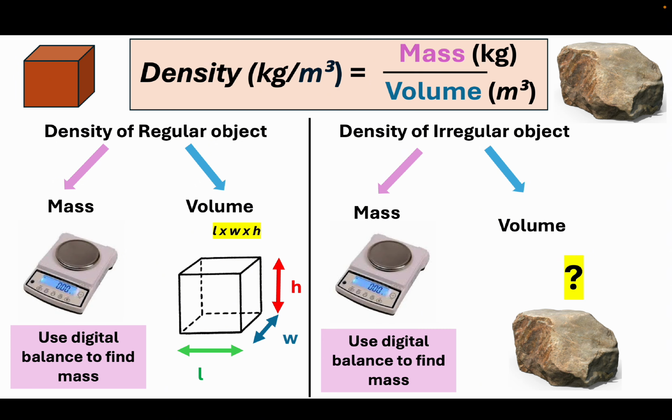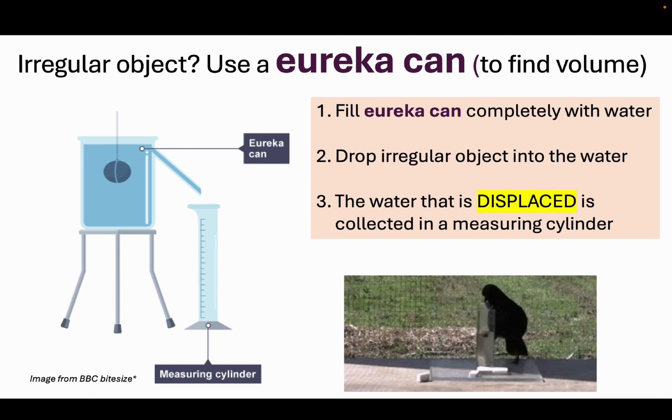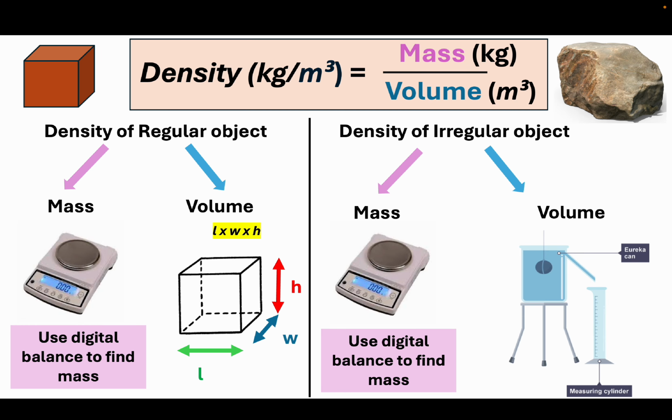However, this irregular object is very difficult to calculate the length, width and height of every single side. So what we do instead is we use a Eureka can. Now what you need to do is fill the Eureka can completely with water. Then you drop the object into the water. When the water rises, the amount of water that is displaced is then collected in a measuring cylinder. The amount of water that is collected in that measuring cylinder is equal to the volume of the irregular object. And that is how you find the density of an irregular object.